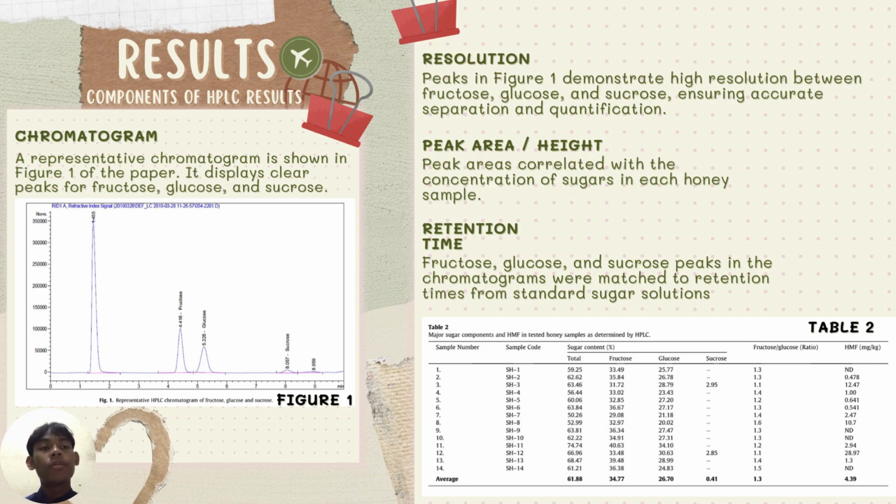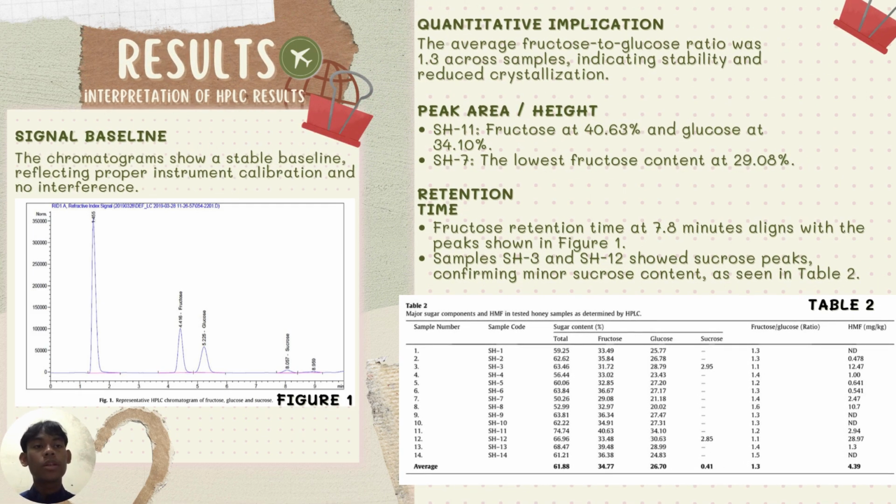The last component for HPLC result is resolution. Peaks in figure 1 demonstrate high resolution between fructose, glucose and sucrose, ensuring accurate separation and quantification. Now let's move on to the interpretation of results. The first part is retention time: fructose retention time at 7.8 minutes aligned with the peak shown in figure 1. Then samples SH3 and SH12 show a sucrose peak, confirming minor sucrose content as seen in table 2.